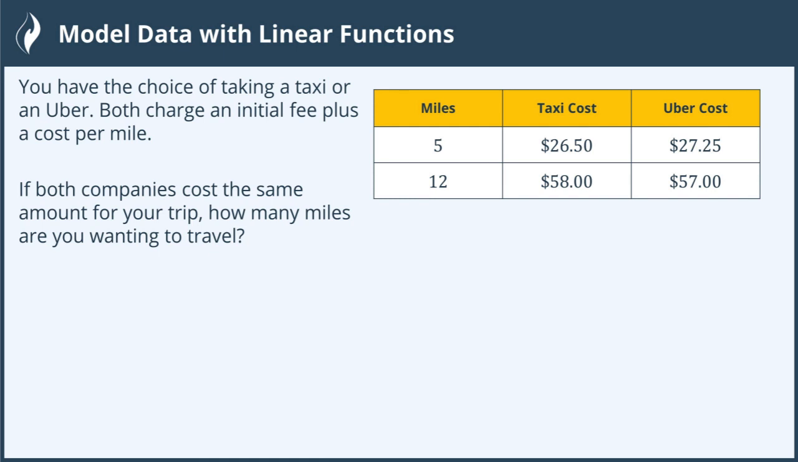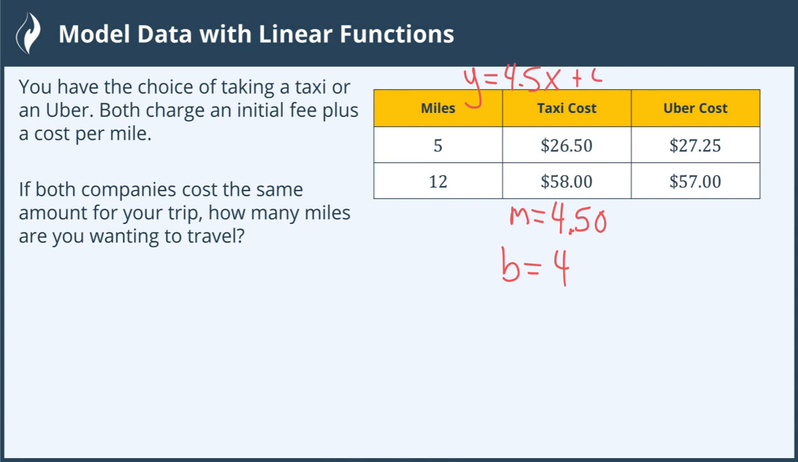Now, they don't match in the table, so we're going to have to look at the function equations in order to figure out at what distance they would cost the same. So a couple of reminders from our previous situations. Our taxi slope was $4.50 because that's how much it costs per mile. And our initial cost, our starting cost, was $4. That means that our taxi equation is y equals 4.5x plus 4.